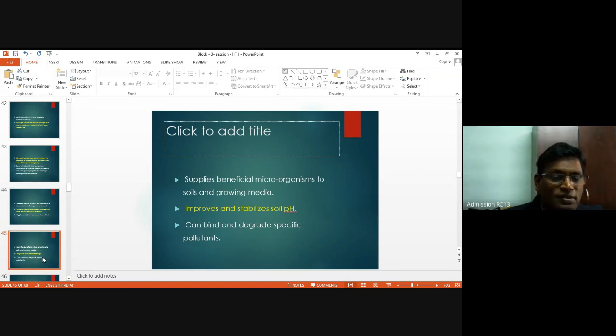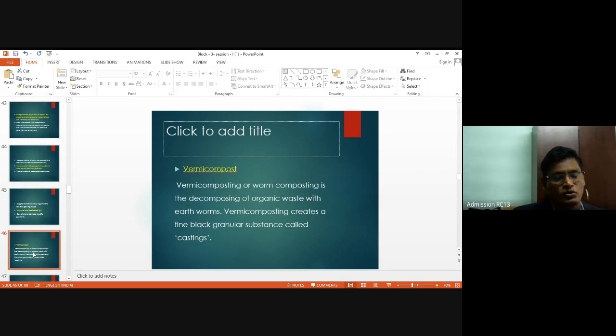So in that case, it helps stabilize the soil pH, because the survivability and growth of the microorganisms present in the soil depend upon the soil pH value. The soil pH should be balanced or normal. These microorganisms can also bind and degrade specific pollutants in the soil.